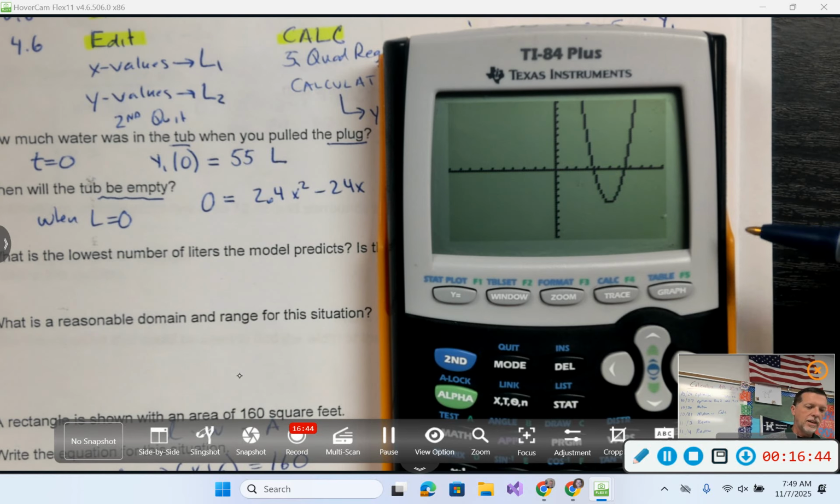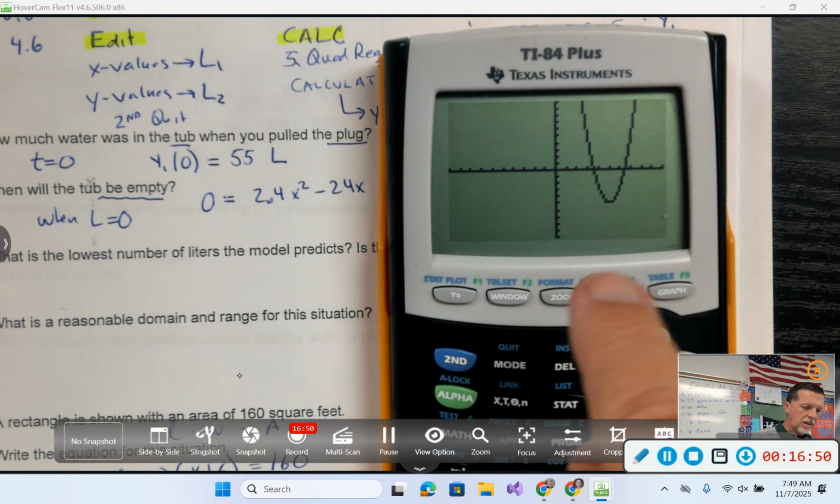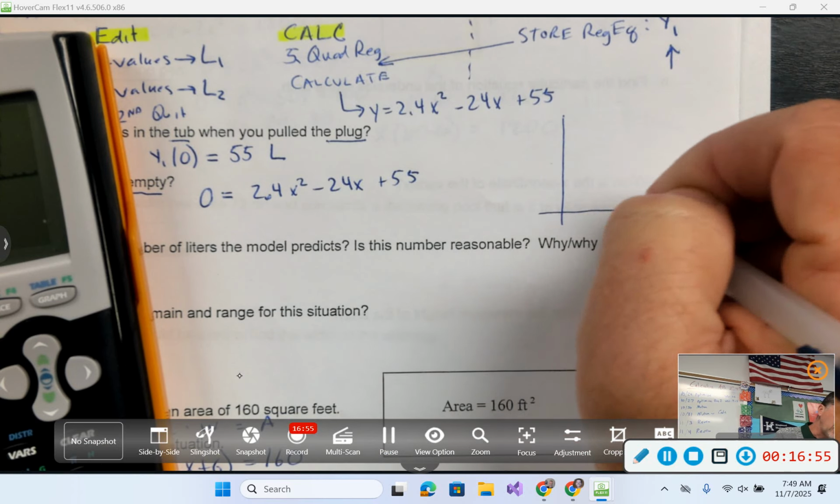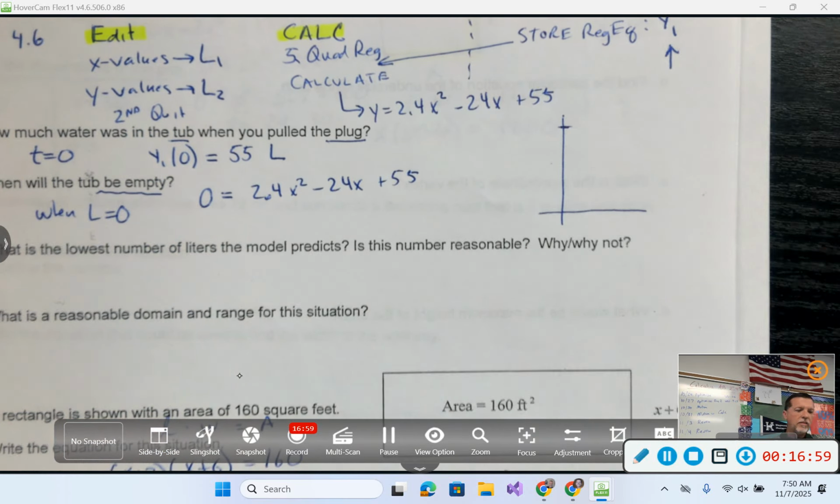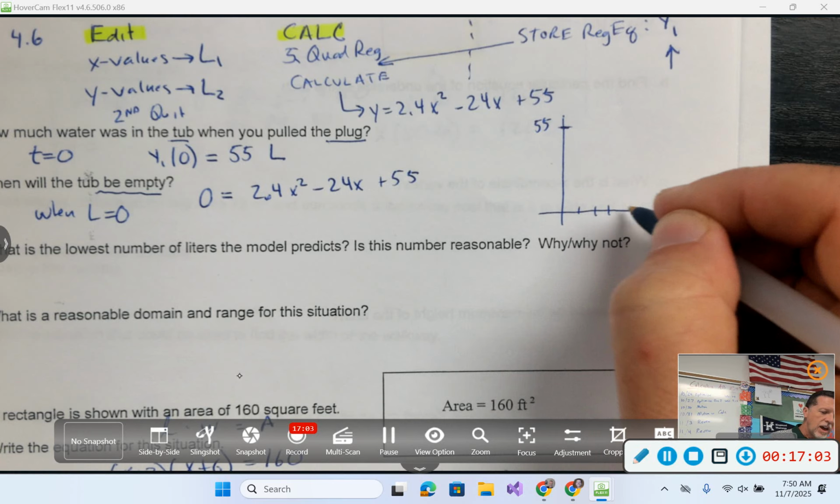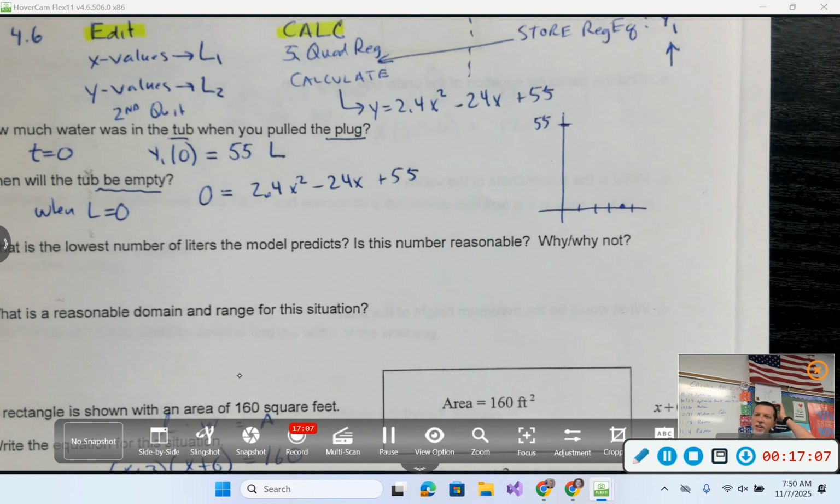Okay, I think we can make sense of this. I'm going to change my window because I know it's going to start, like, what's my y-intercept? How high do I need to go to see my y-intercept? 55, because that's where this thing started. And we know it reaches 0 sometime between 3 and 4. We don't know what that number is yet.